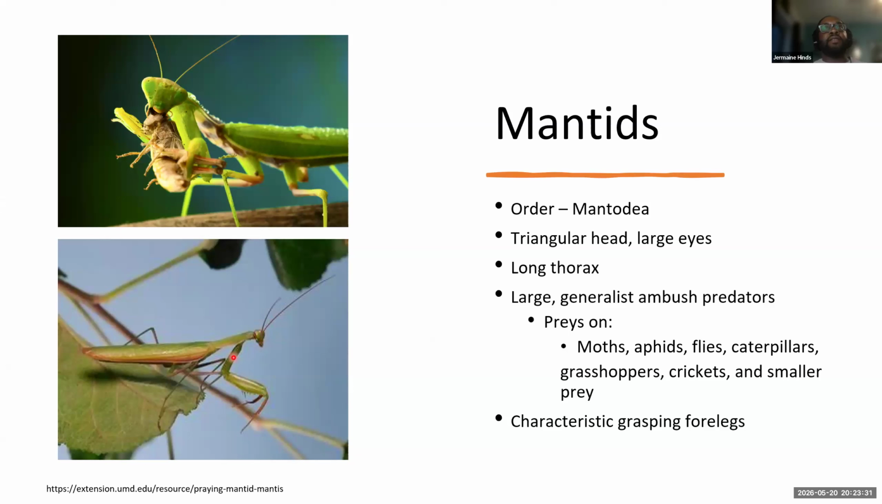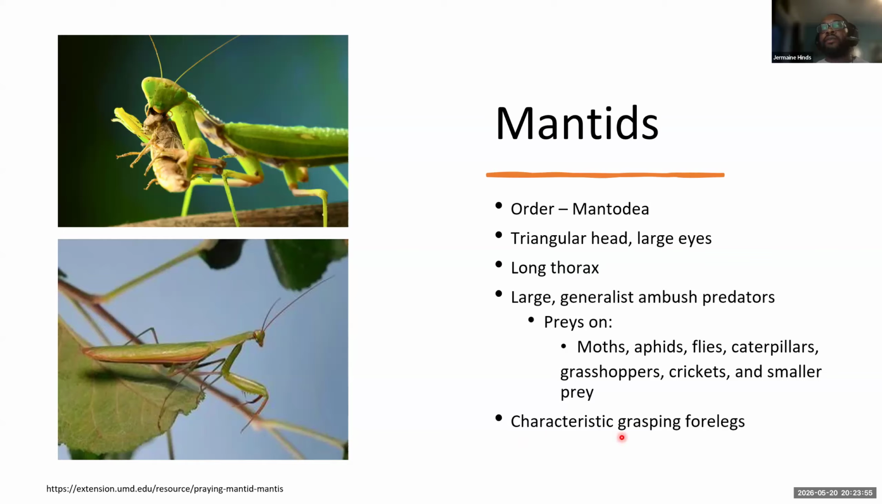So mantids, they have that long thorax. And remember, the legs are attached to the thorax, so you can see the legs attaching against this long thorax. They're large generalist ambush predators, so this is especially good for your garden. They prey on moths, aphids, flies, caterpillars, crickets, grasshoppers, and smaller prey. So all of those pest species we've been talking about, mantids are generalists, and they'll be attacking those.